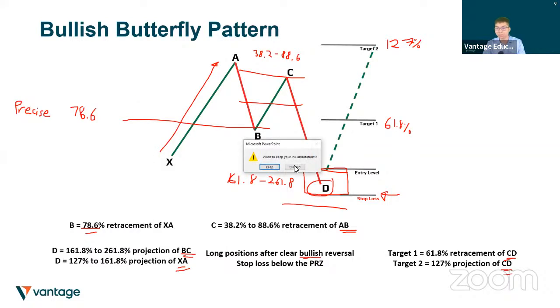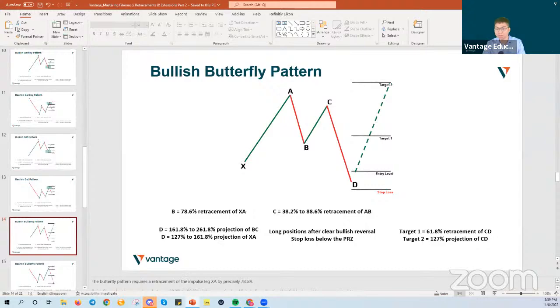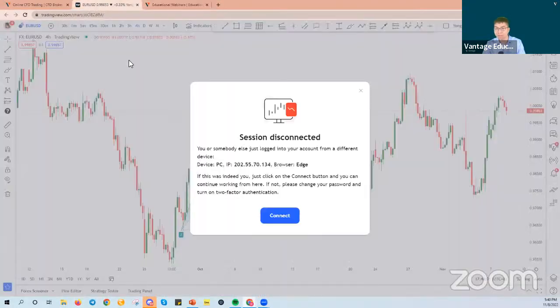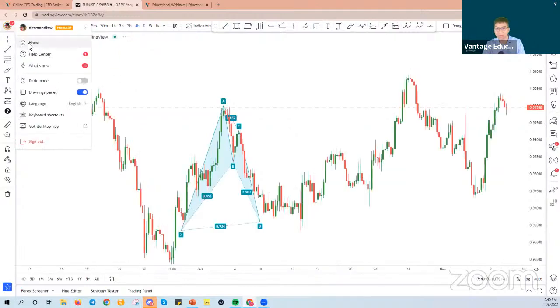Okay, just a quick one. I'll just wait. Okay, we are at the bullish butterfly pattern. So yeah, just a very quick one. You guys can wait. Give me a moment.